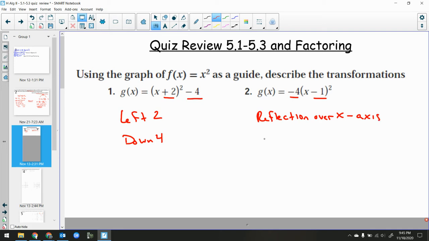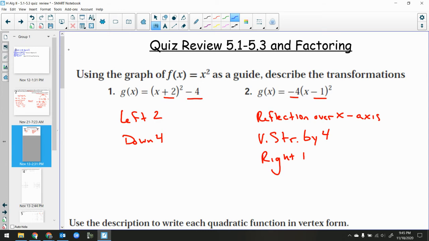The 4 means that it's going to be a vertical stretch, vertical because it's on the outside of the parentheses, vertical stretch by 4. Remember, if it was on the inside of parentheses, it would be a horizontal stretch or compression, and then I'd have to do that funky 1 over b thing. And then this minus 1 is actually moving it to the right 1 unit. Just to kind of reiterate that, maybe we didn't catch that.